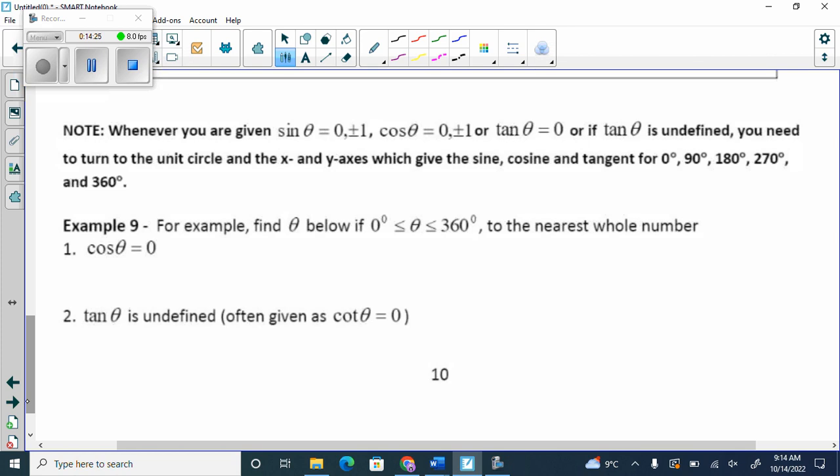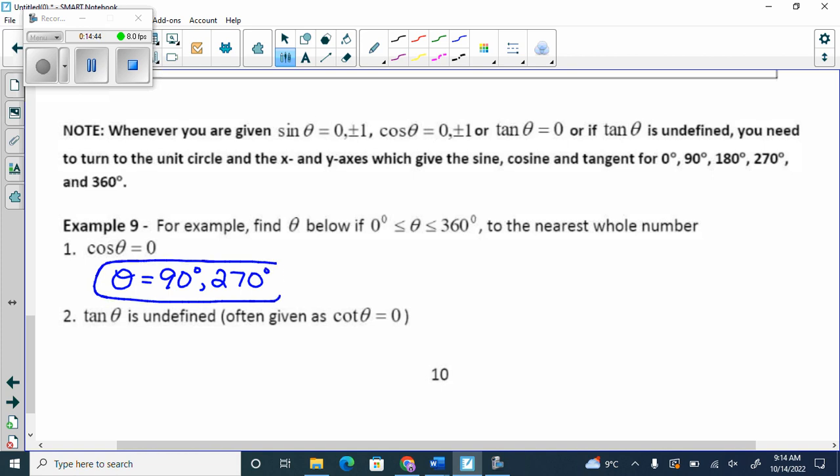we'll look at these ones. Cos theta equals 0. Where does cos theta equal 0? Okay, 0 and 180. It's where x equals 0. That's backwards. That's 90 and 270. Yeah, 90 degrees and 270. Do I have to show any work?